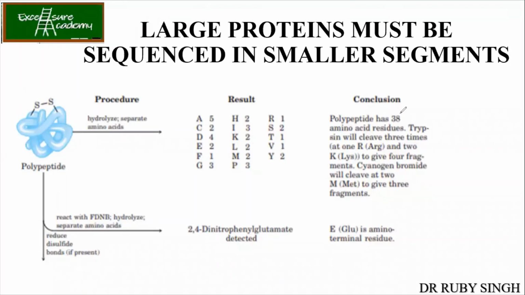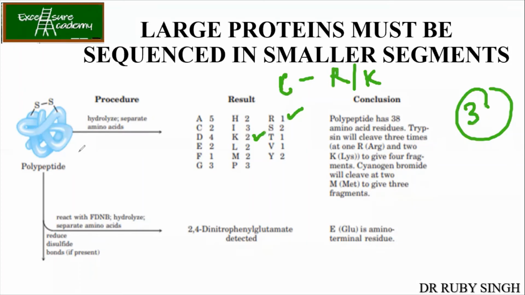So how many are there? Trypsin means it is the C terminal of arginine and lysine, right? So how many arginine are there? 1. Lysine, how many? 2 are there. So trypsin is going to make 3 cuts. Okay. So if I use trypsin to cleave this polypeptide chain, how many fragments should I get? If 3 cuts are going to be made, 1, 2 and 3, so how many fragments? 4 fragments.